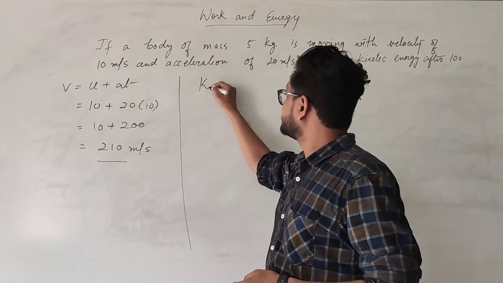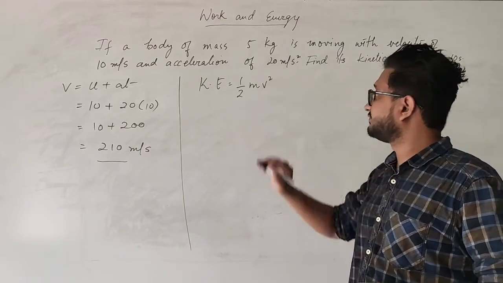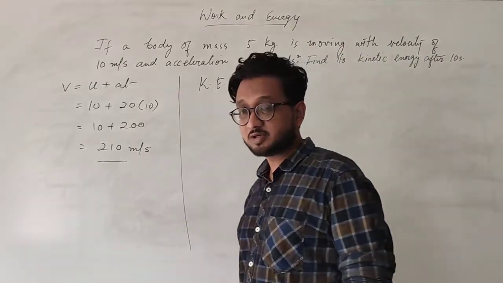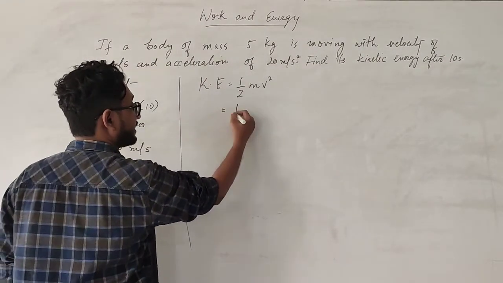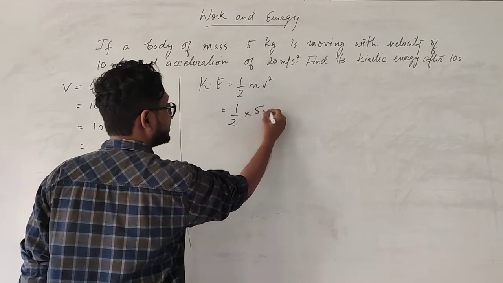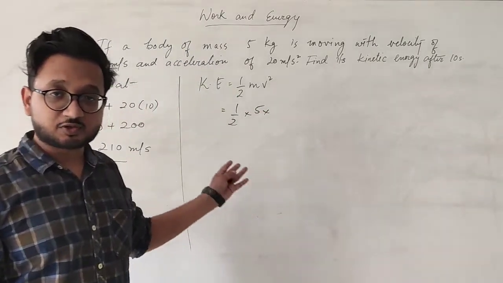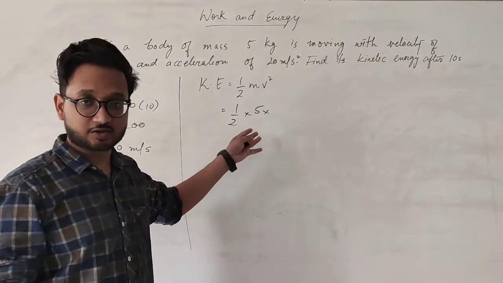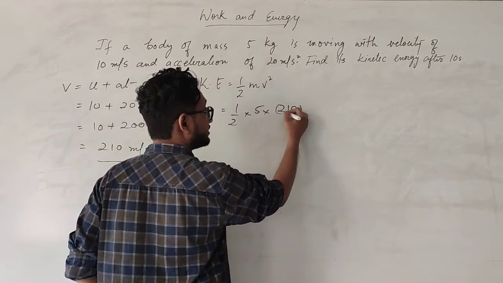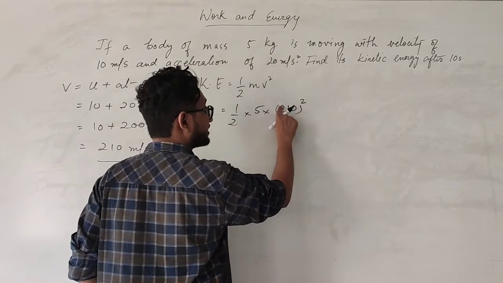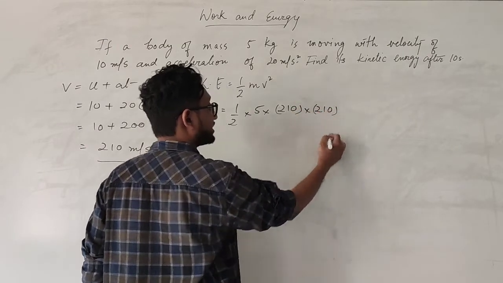Okay, so the formula is kinetic energy is equal to half mv square. Substituting the values, mass is given as 5 kg. Simply multiply 5. It is already in kilograms, unlike before, so you don't need to convert it. It is already in kilograms. Next is velocity. It is 210 square. That means I can write 210 into 210.